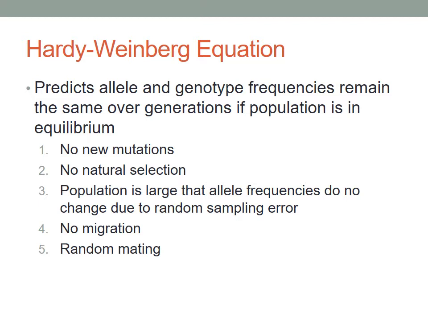Now, Hardy-Weinberg has 5 main components that need to be true for it to hold in equilibrium. The first is no new mutations. The second is no natural selection. The third is that the population is so large that the allele frequencies do not change just because of random sampling error. The fourth is no migration, and the fifth is random mating.